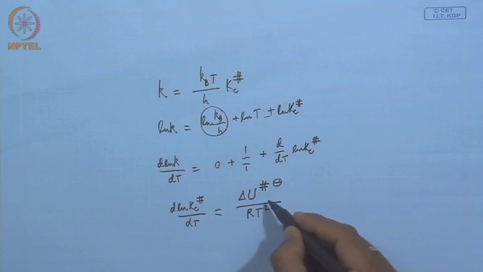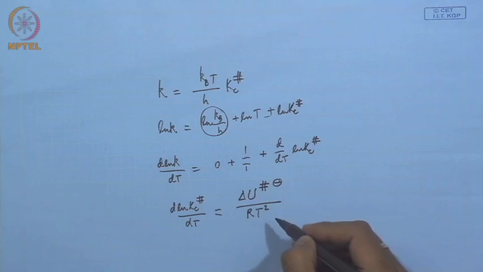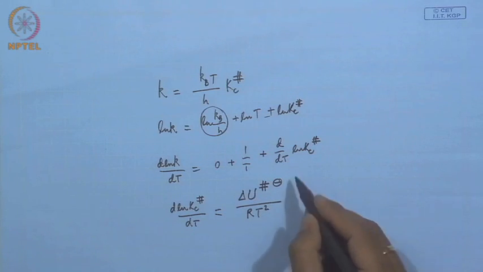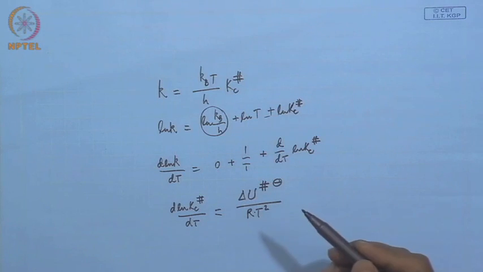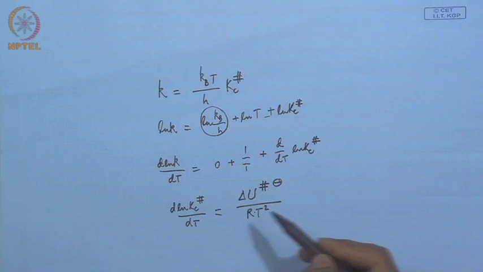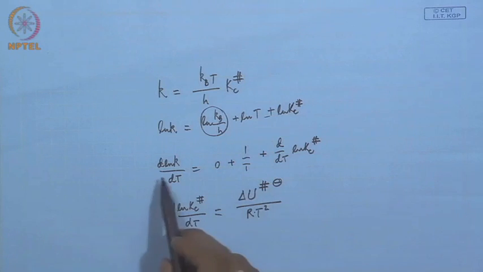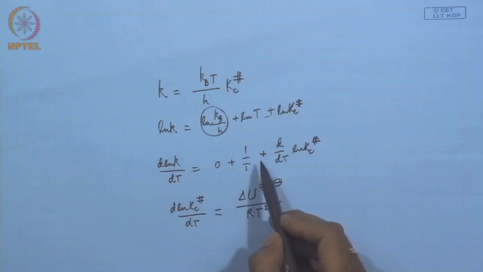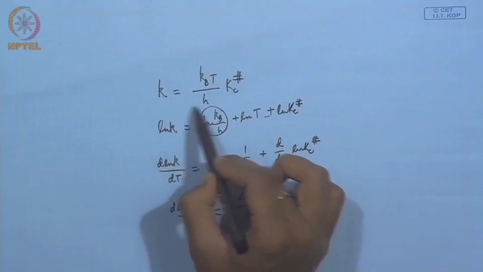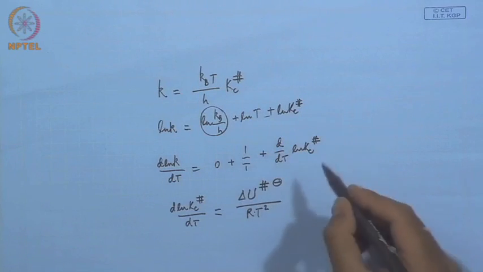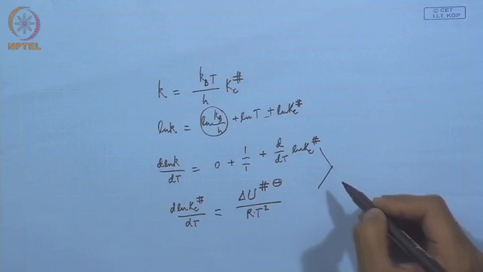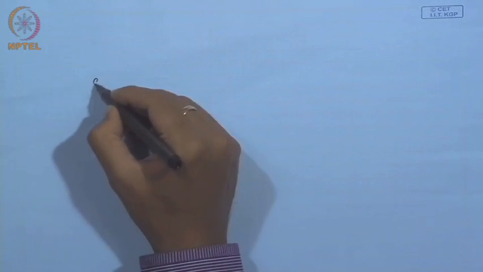Okay. So, we have got this expression, this is another Van 't Hoff expression. So, now what we will do, we will plug in this expression over here and then we will try to simplify it. So, this is one Van 't Hoff's expression and this is the expression after differentiating the logarithmic form of this expression, this one.